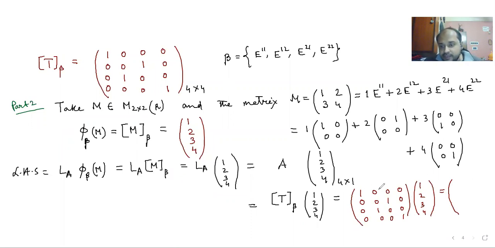1 into 1 plus 0 into 2 plus 0 into 3 plus 0 into 4, that is 1. 0 into 1 plus 0 into 2 plus 1 into 3, that is 3. And 0 into 1 plus 1 into 2 plus 0 into 3 plus 0 into 4, that is 2. And lastly 4. 1 3 2 4. So LA phi beta m has been written as 1 3 2 4.